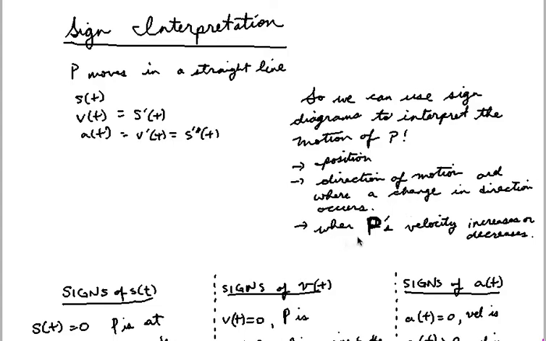We can also find out on what interval P is accelerating, okay, or where the velocity increases or decreases. So if the velocity increases, it's accelerating. If the velocity decreases, then it's decelerating or slowing down.